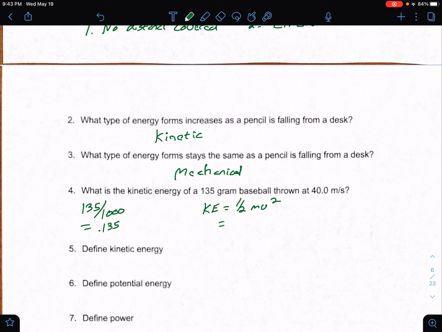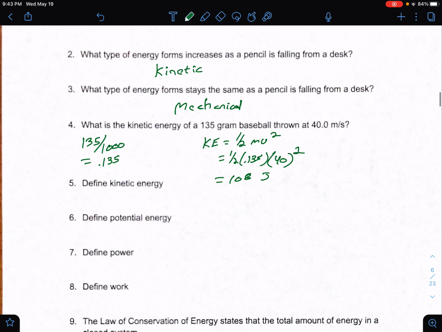So now I need to plug it in. 1/2 my mass, 0.135, times my velocity of 40, and that is squared. Don't forget that. Okay, that should come out to 108 joules.